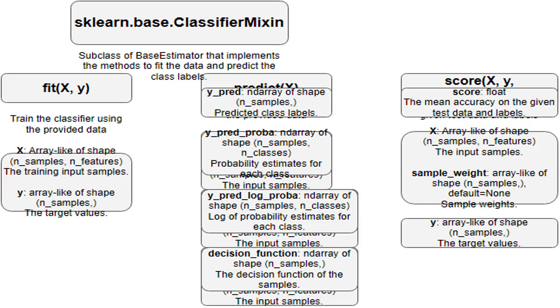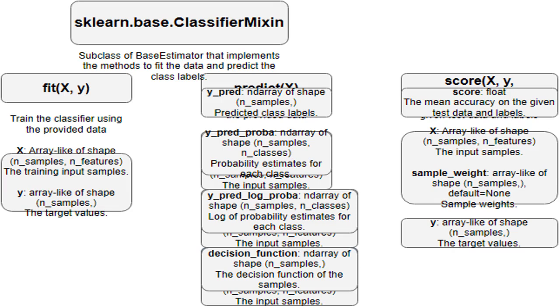predict_log_proba: returns the log probability of the sample for each class in the model. X: array-like of shape (n_samples, n_features), the input samples. y_pred_log_proba: ndarray of shape (n_samples, n_classes), log of probability estimates for each class.